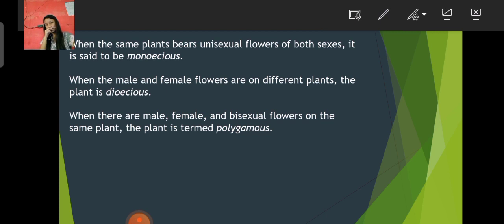Polygamous. When there are male, female, and bisexual flowers on the same plant, the plant is termed polygamous. Polygamous means any mating system where a female or a male mates with two or more members of the opposite sex.